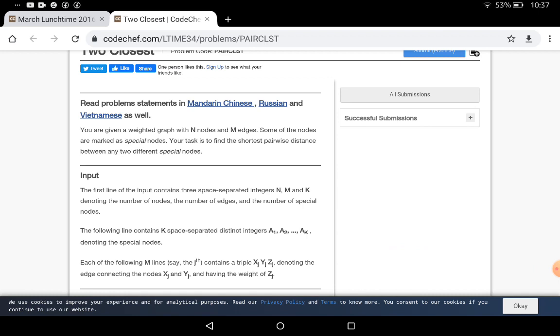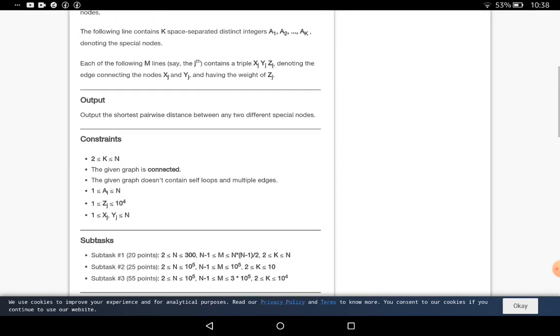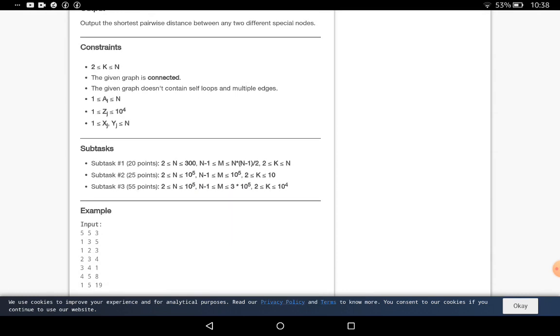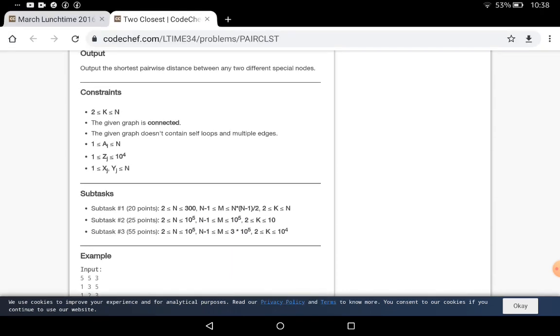We are given n nodes and m edges, a weighted graph, and some of the nodes are called special nodes. Our task is to find the shortest possible distance between any two different special nodes. So that's it. Let's look at the constraints. As this is a Lunchtime problem, there are multiple subtasks. I'll be discussing each of the subtasks one by one.